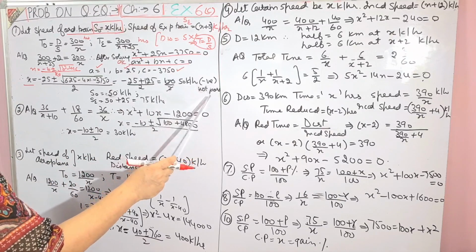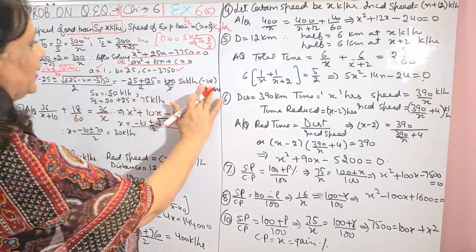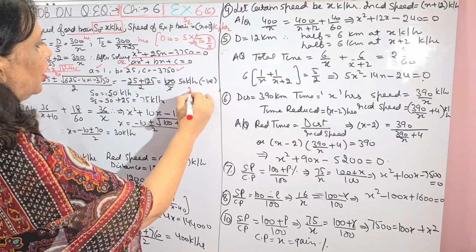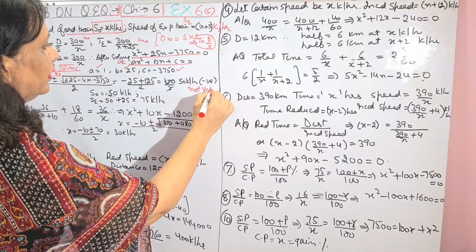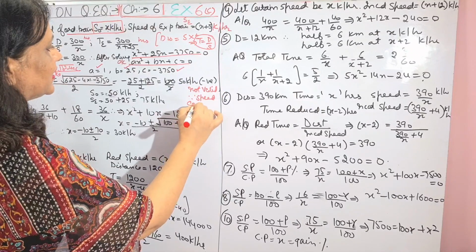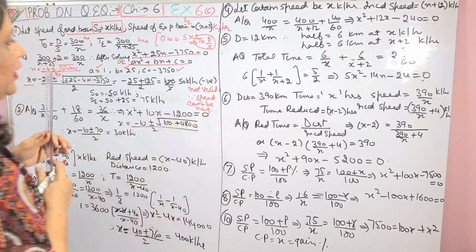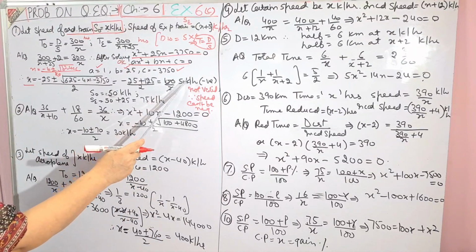See, negative is not to be taken because speed cannot be negative. You are going to write the reason here: negative not valid because speed cannot be negative. Again, this carries marks. Speed can't be negative. So this carries marks. So 100 upon 2, 50 km per hour.